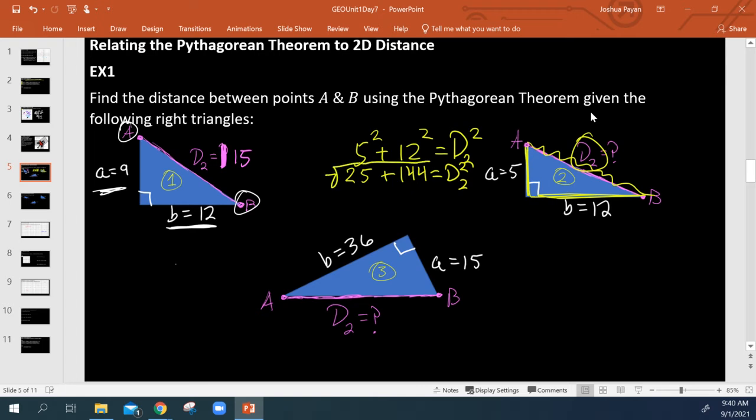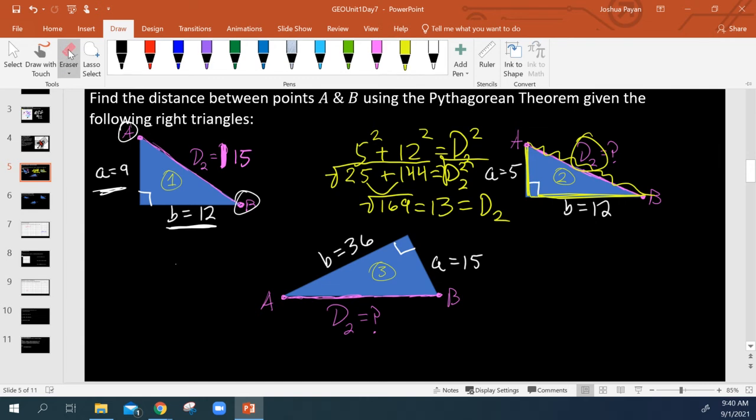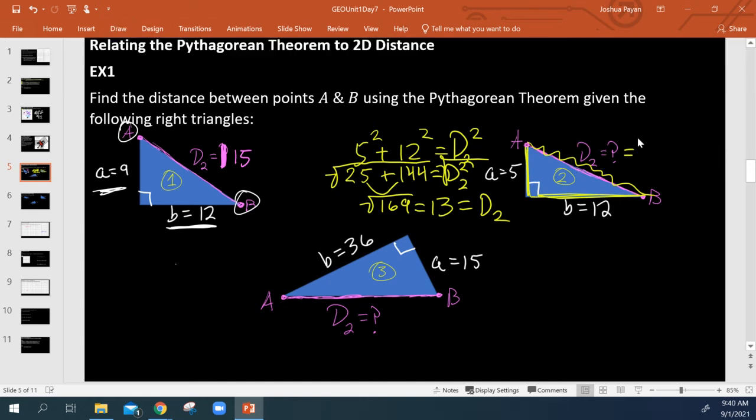Take the square root of both sides. Okay, so 25 plus 144. So I have the square root of 169. Well, that's equal to 13. And that is going to be my two-dimensional distance here. So this guy is equal to 13.